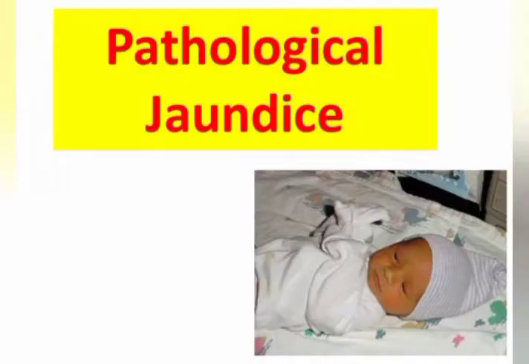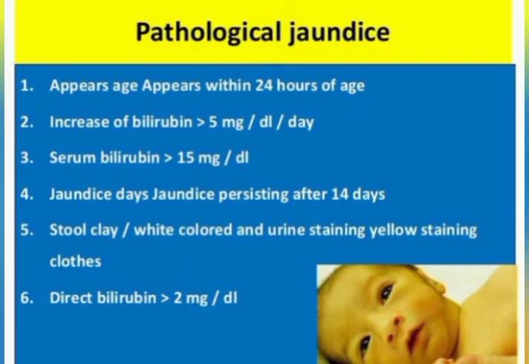Now let us discuss pathological jaundice in a very brief way. Already I have mentioned in the differences that pathological jaundice appears within 24 hours of age. The bilirubin level will increase and be greater than 5 mg per dl per day. The serum bilirubin will also be greater than 15 mg per dl, and the jaundice will persist after 14 days. The stool color will be white or clay colored, and the urine will be stained yellow. And at last, the direct bilirubin will be greater than 2 mg per dl.